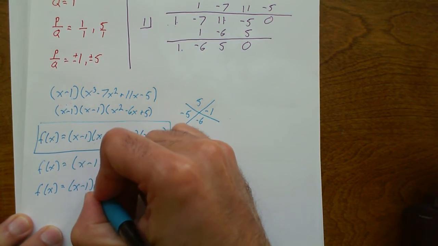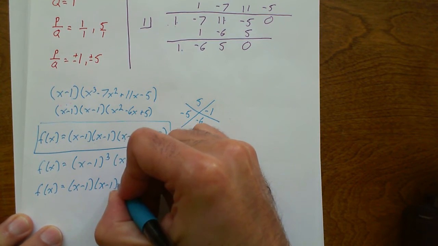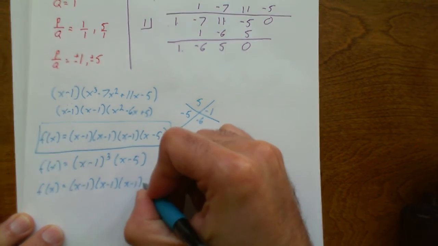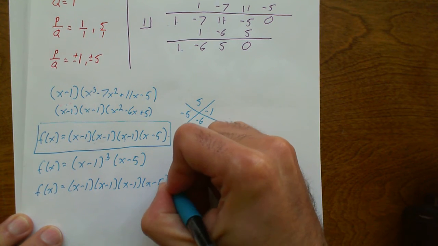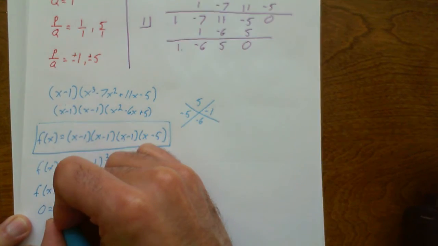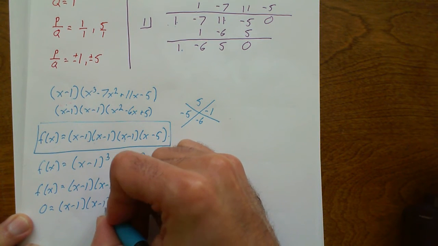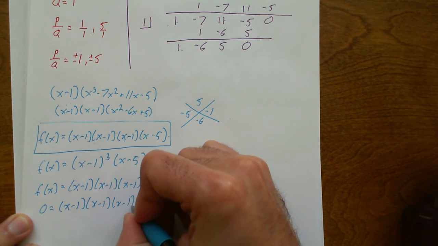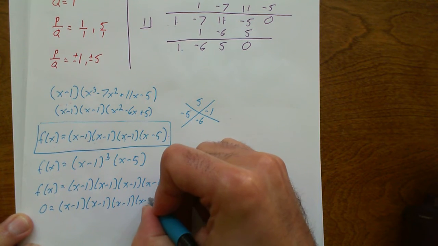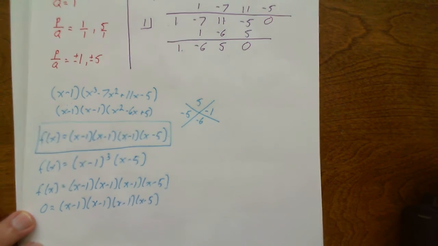But to graph it completely, let's keep it in factored form: x minus 1 times x minus 1 times x minus 1 times x minus 5. Set equal to 0: x minus 1 times x minus 1 times x minus 1 times x. I just wrote that like 100 times. You don't have to write it that many times.